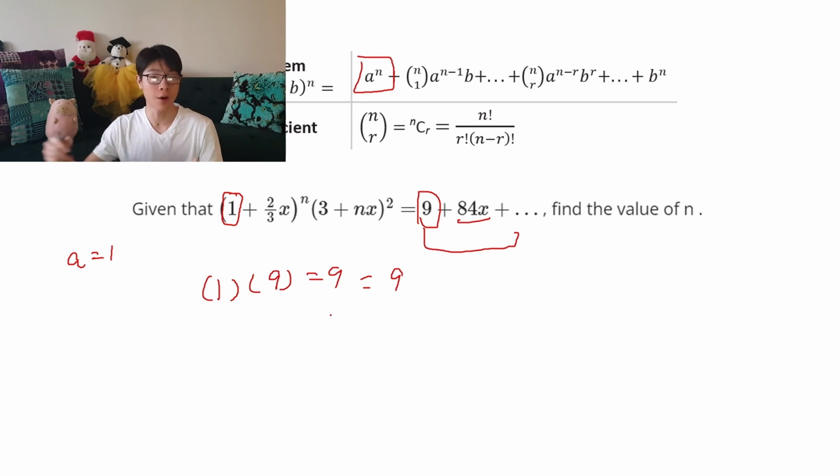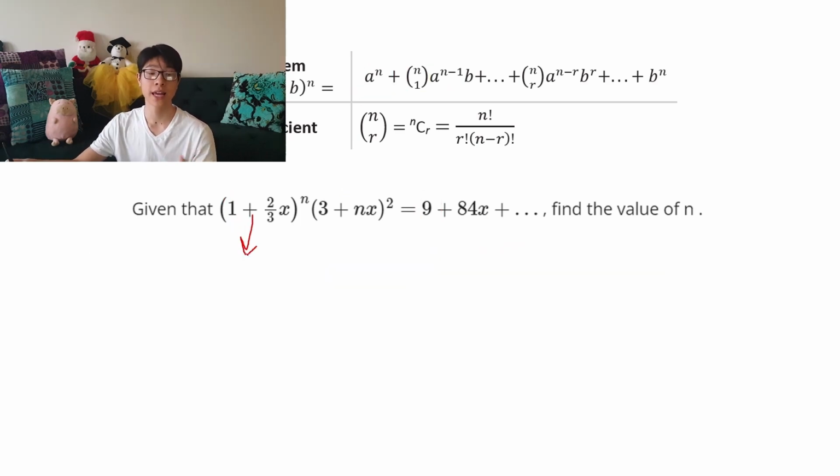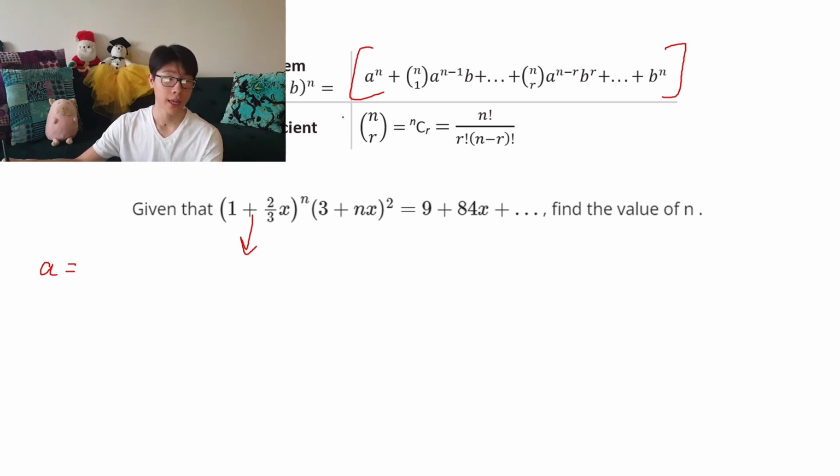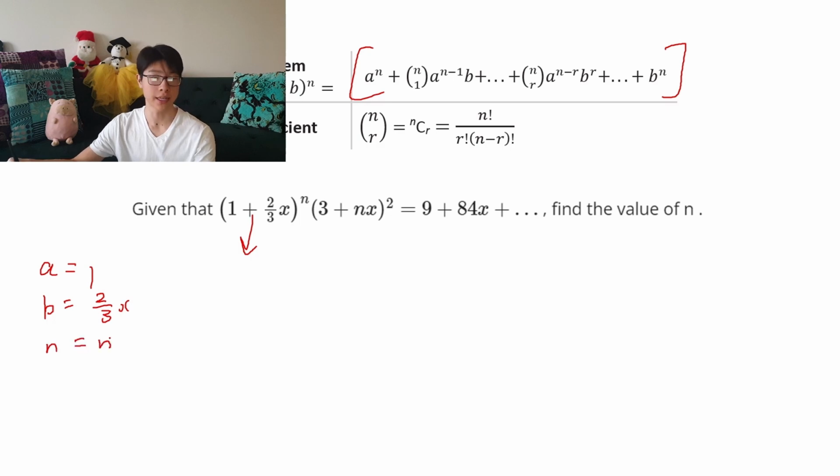But that doesn't help us find n, because the only way for n to show up in our equation is if we move on to the r equals 1 term, where we have nC1. So we want to now expand our binomial to the x term, and we can use this equation right here until we reach the x term. Let's start by identifying what our variables are. a will be 1, b will be 2 on 3x, and n is just n because we don't know what that is yet. Now if we substitute everything in, let's see what we get. The first term will be a to the power of n.